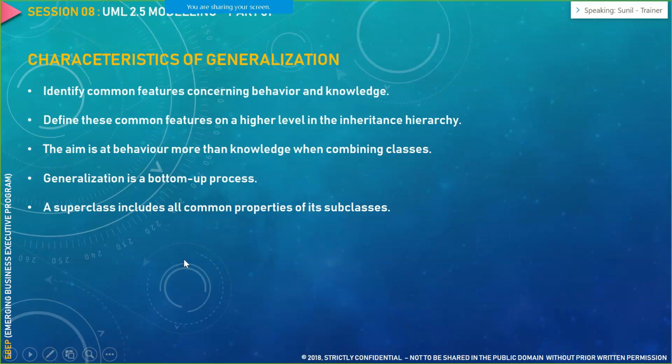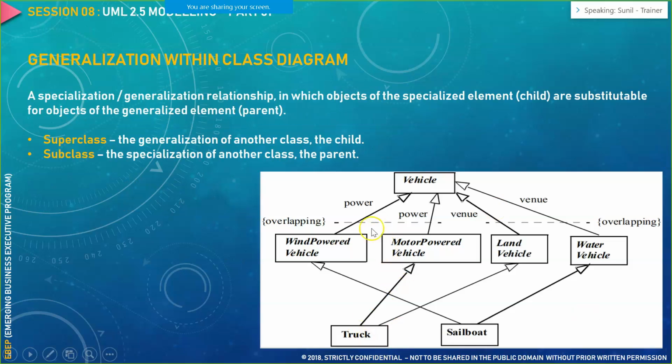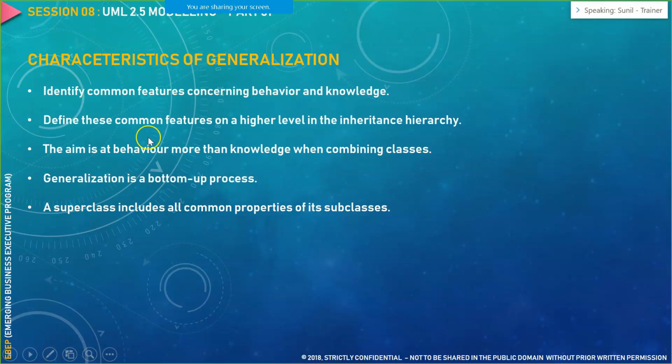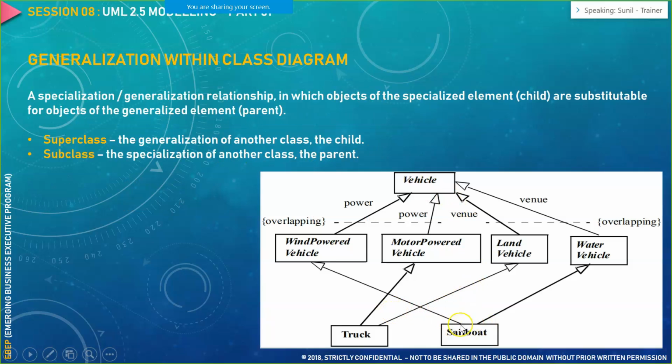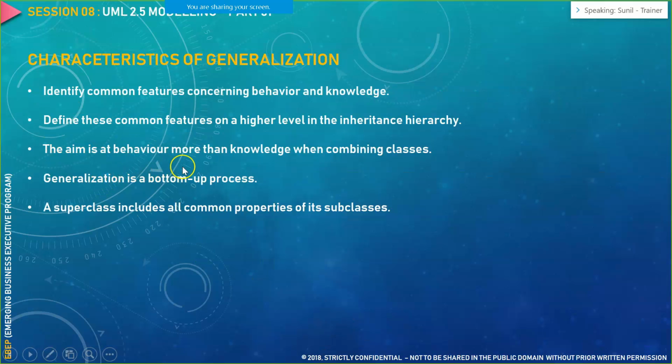Now, what are the characteristics of generalization? So these are some of the characteristics of generalization, like identifying the common feature. For example, here we identify the common features, power, venue, and so on. So we have to first identify the common feature, and then only we can go for generalization. Then we have to aim at the behavior when combining classes. When we combine the classes, we check their behavior: whether it's wind power or water power, then it should go with sailboat. Whether it's motor powered or land powered, then it would go with truck. So this way, we have to aim at the behavior as well.